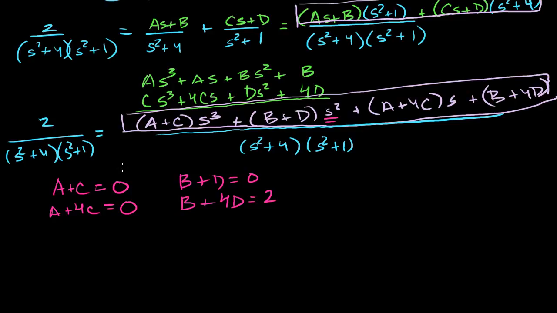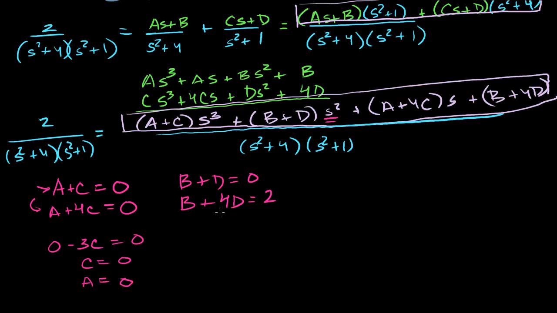So let's see if we can do any. This seems like these linear equations are pretty easy to solve for. Let's subtract this from this. So, or let me subtract the bottom one from the top one. So a minus a, that's 0a. And then c minus 4c, minus 3c, is equal to 0. And so you get c is equal to 0. If c is equal to 0, a plus c is equal to 0, so a must be equal to 0.